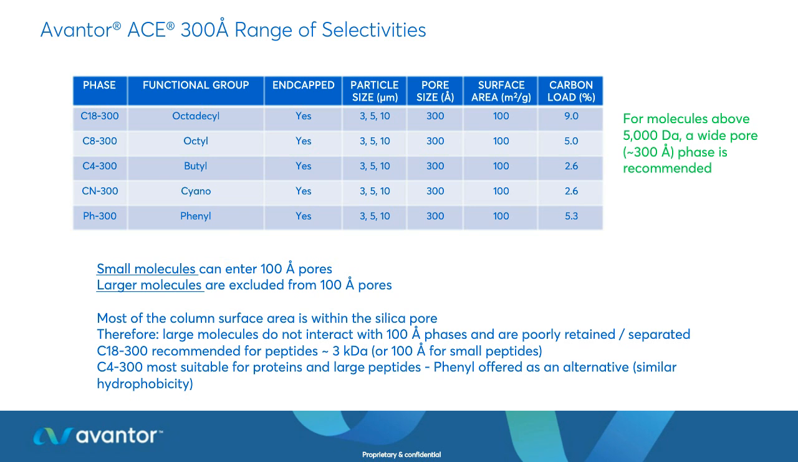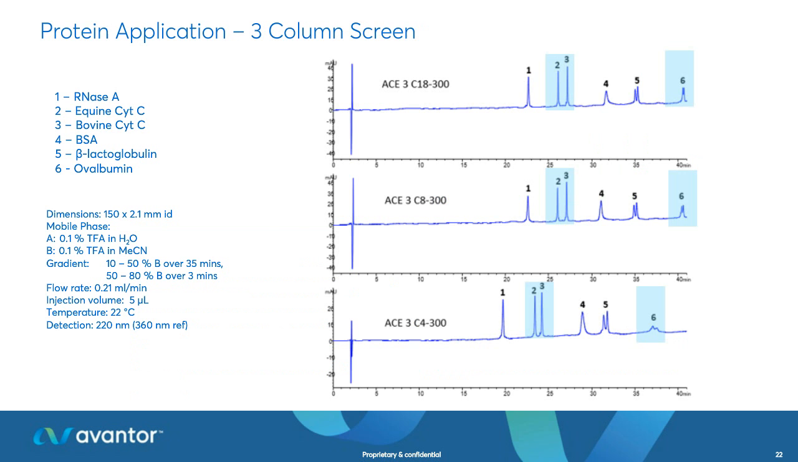So you might fit 50 to 100 kilodaltons down a 300, but if you're going much bigger than that, I'd look at a 500 or a 1,000 angstrom porosity. So here's just a very simple application, some medium molecular weight proteins. I think the largest one here is 66.5 kilodaltons, which is BSA. And you can see with the different column chemistry, you get a slightly different selectivity, slightly different retention times.